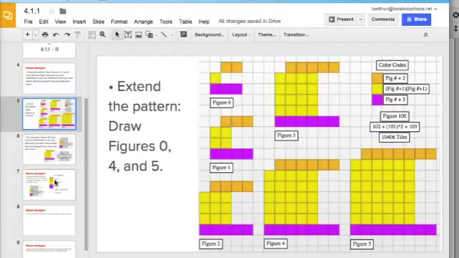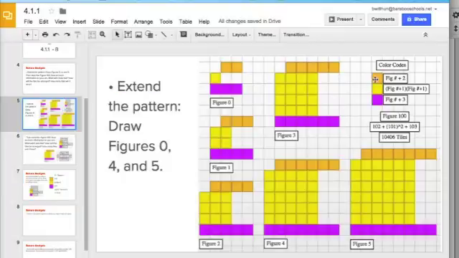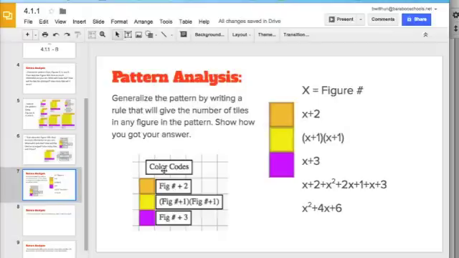So in this presentation, I have this slide right here where it says pattern analysis, generalize the pattern by writing a rule that will give the number of tiles in any figure in the pattern. Show how you got your answer. So what I want you to do is take a screenshot of this little portion right here and put it on your new tile. So yours won't look exactly like this. Yours will be a little bit different. Your colors will be different. All I did with this was I took another screenshot of this right here and I put it right here. So now we have to come up with a rule.